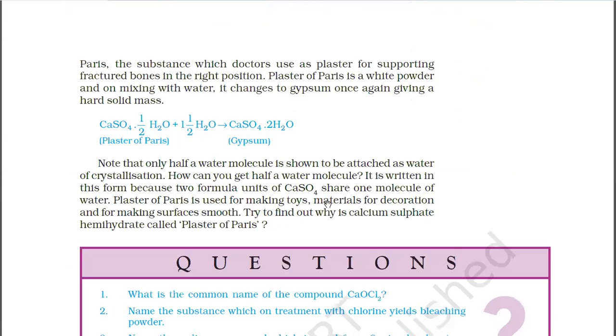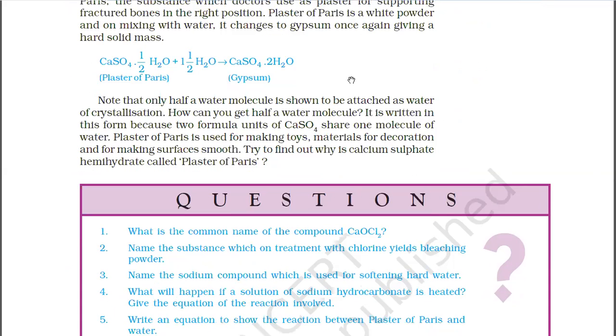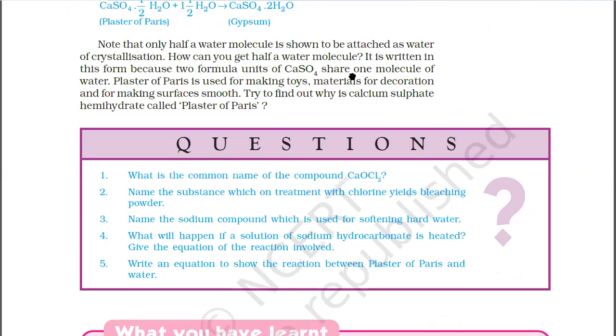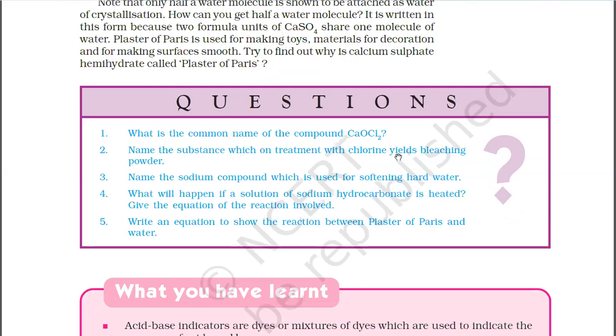It is the substance which doctors use as plaster for supporting fractured bones in the right position. Plaster of Paris is a white powder. On mixing with water, it changes to gypsum, once again giving us a hard solid mass. Note that only half a water molecule is shown to be attached as water of crystallization. How can you get half a water molecule? It is written in this form because 2 formula units of CaSO4 share 1 molecule of water. Plaster of Paris is used for making toys, materials for decoration, and for making surfaces smooth. Try to find out why calcium sulfate hemihydrate is called plaster of Paris.